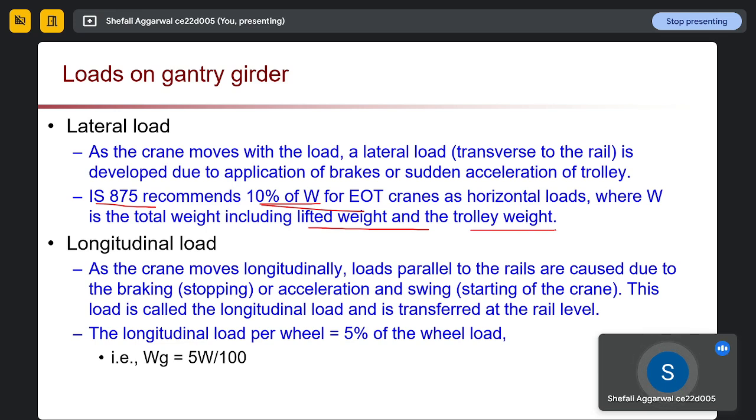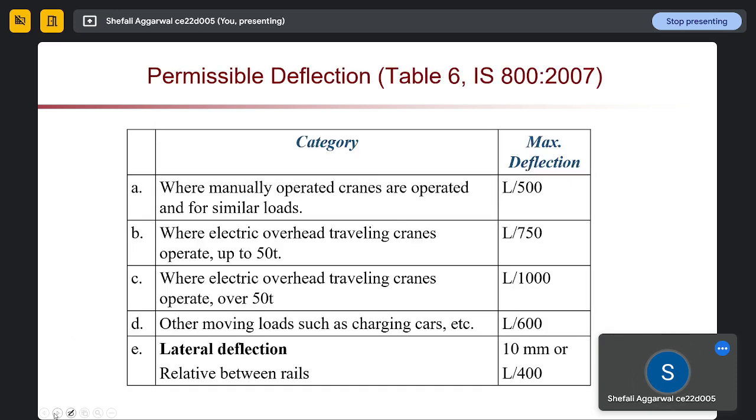Next is the longitudinal load. As the crane moves longitudinally, loads parallel to the rails are caused due to braking or acceleration swing. So this load is called the longitudinal load and is transferred to the rail level. So normally longitudinal load per wheel is taken as 5% of the wheel load. So this is the formula, WG is equal to 5W upon 100. So these are the different types of loads we are seeing.